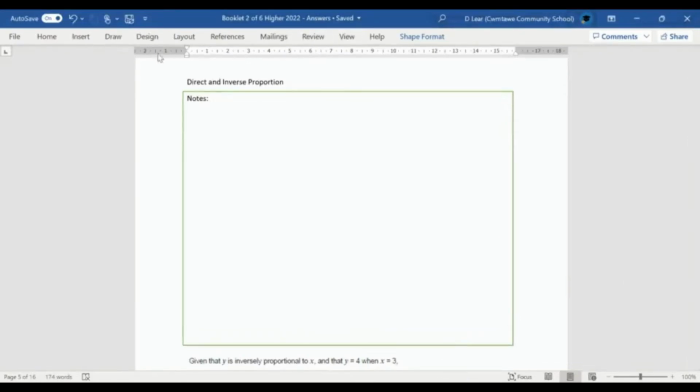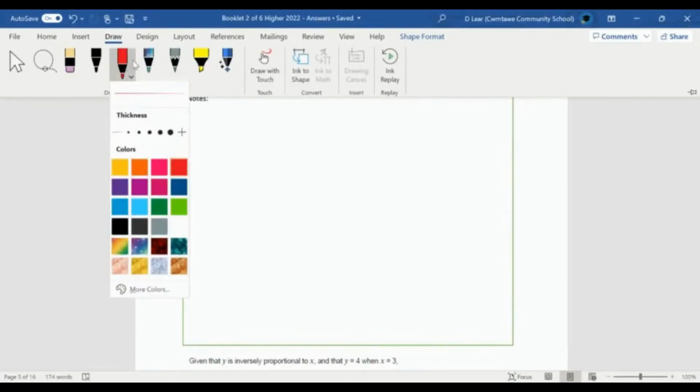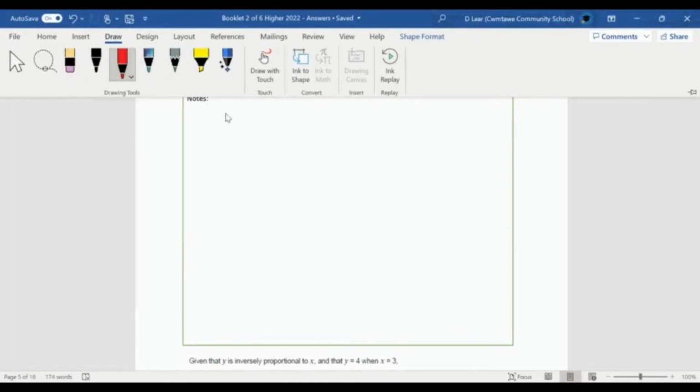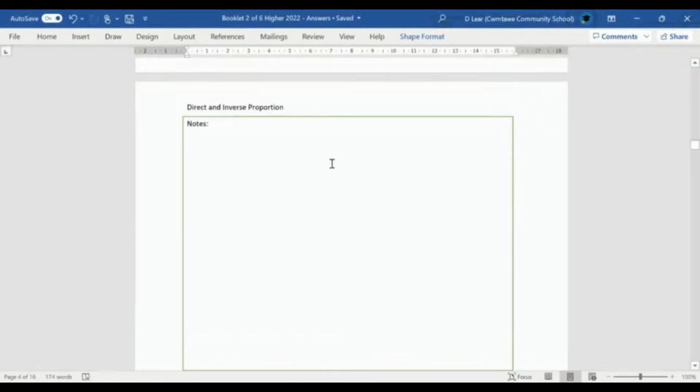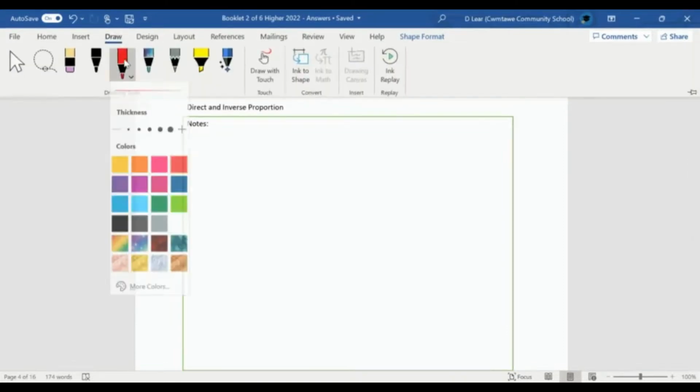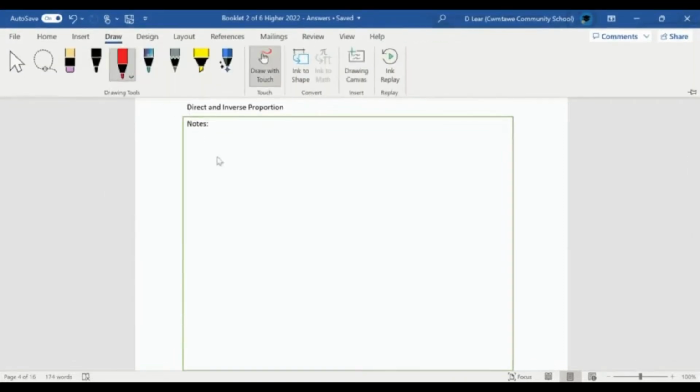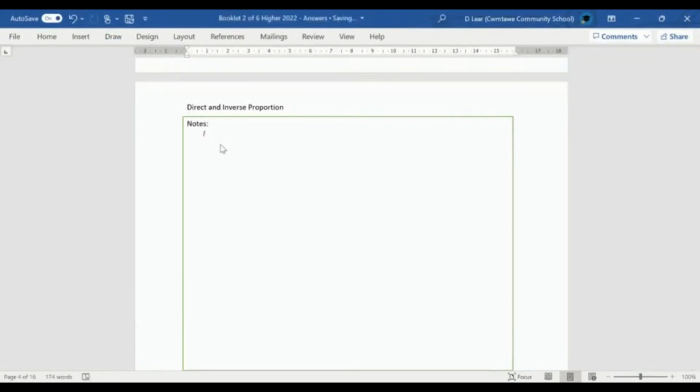Now it's time for direct and inverse proportion. So let's give you some notes on this, if you did miss the notes in class. We'll use red. I said there are two things that could happen here. We're either going to have a direct proportional relationship, so y is proportional to x, or we could get an inverse proportional relationship, so y is proportional to 1 over x.